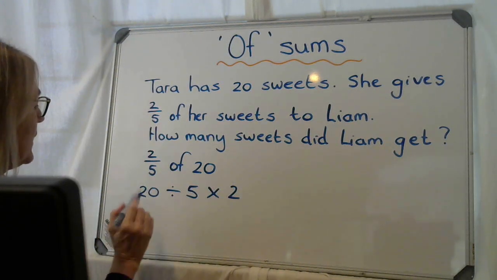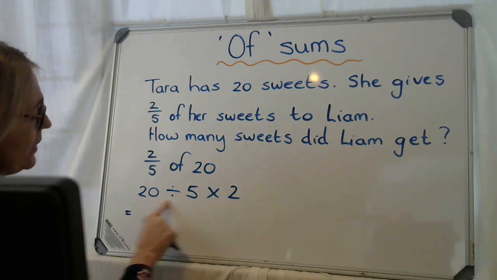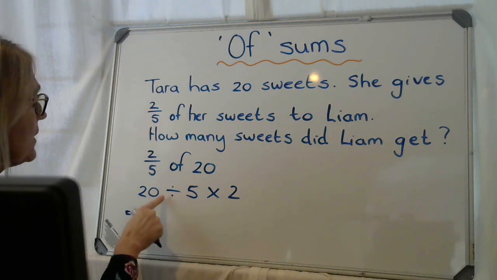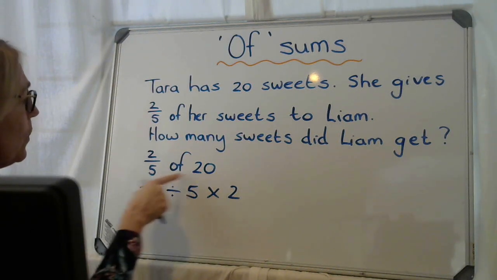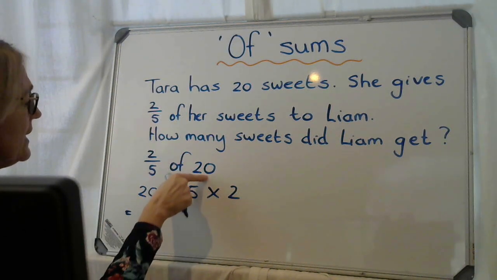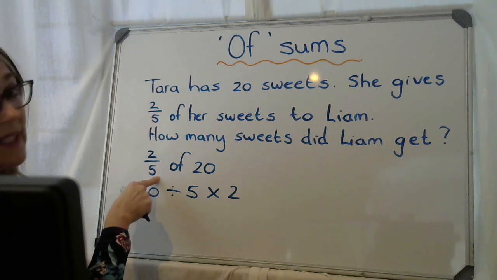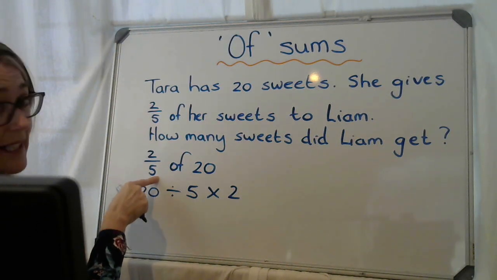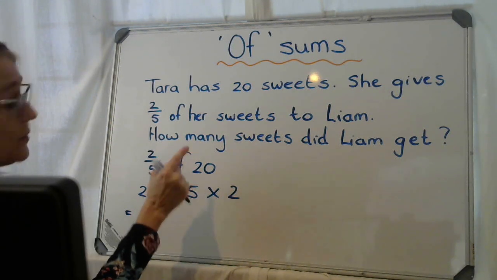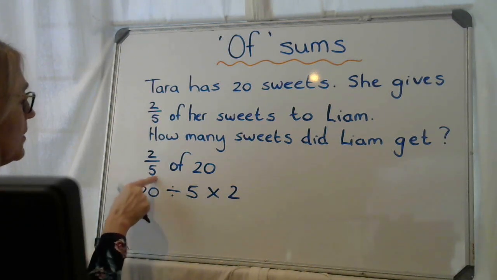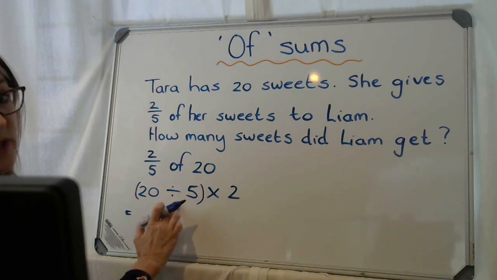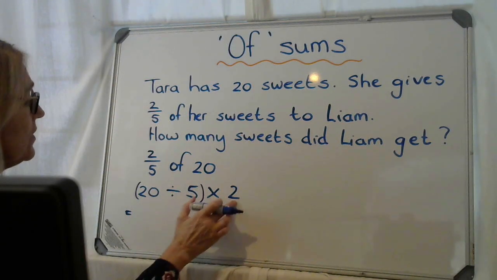And now we must work this out. Okay, now, because we've got a divide and a times here, we have to do it in the order of what our sum tells us. So our sum is saying to us, we have to say 20 divided by the bottom, and then first get that answer, and then that answer times 2. So we have to do the first part of the sum first. We've got to work out 20 divided by 5 first. So you may put a bracket around that to show that that is what you're going to work out first. And then you're going to do the rest of your sum.